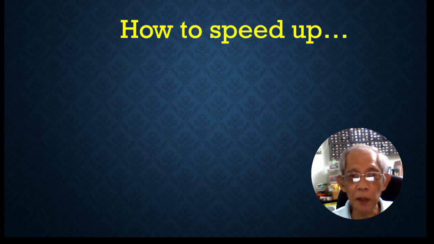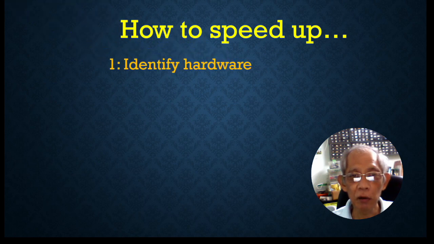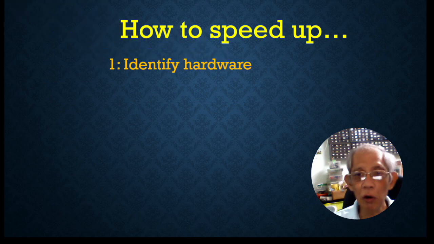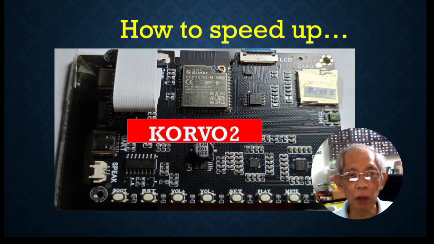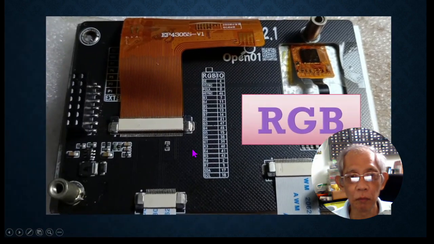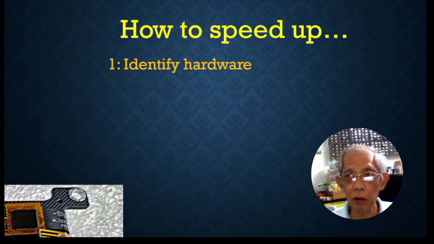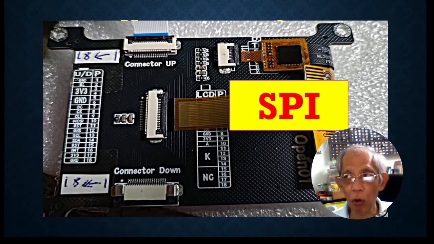Now, how to speed up the process? We can't be wasting too much time and end up with no results. First, identify your hardware. In this video, we're making use of the cover board as our ESP32 development environment. By looking at your LCD board, you can check whether your TFT is RGB or the SPI protocol.